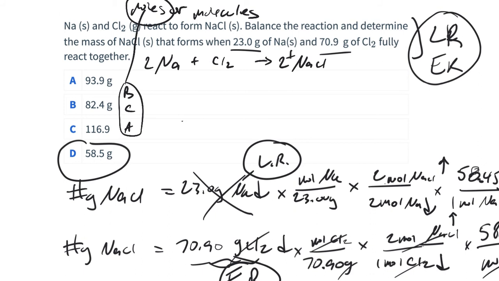And so if we convert sodium to moles, it's 1 mole of sodium. And if we convert chlorine using 70.90 grams per mole, this happens to correspond to 1 mole as well. So this corresponds to 1 mole of chlorine. This corresponds to 1 mole of sodium. It's just their molar masses are 23 and 70.90.